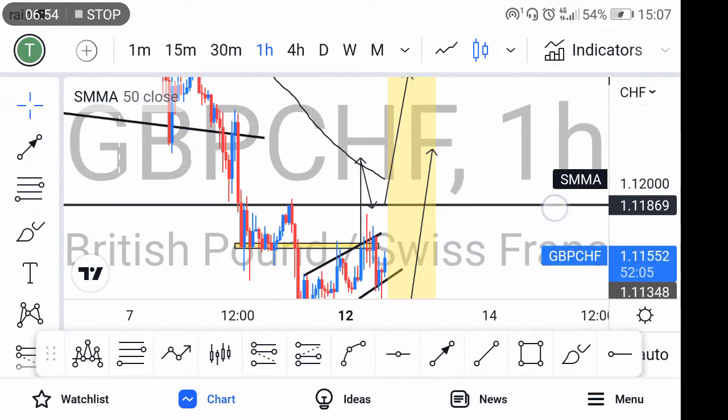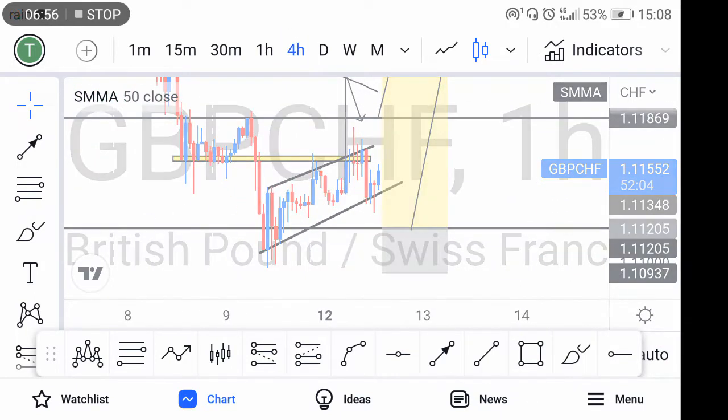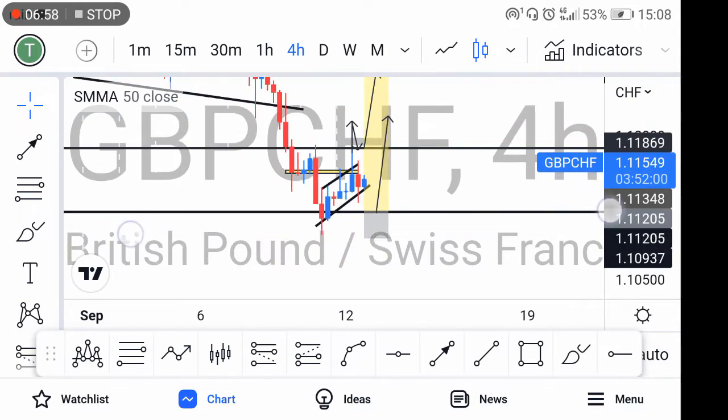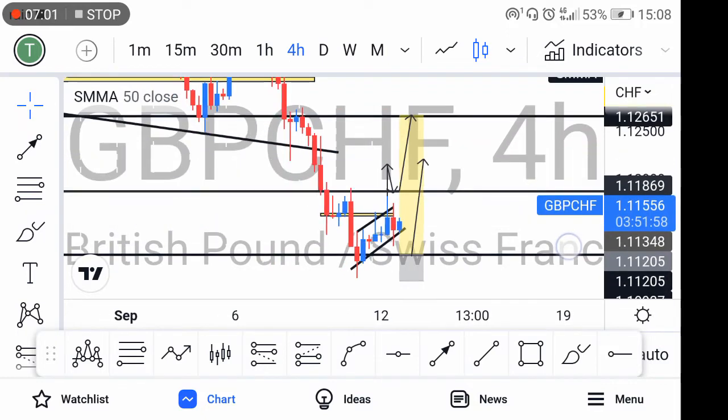So this is how it is, guys. But if you can check on 4 hour, I saw it like this, guys. But I will see if it will break and go to the upside.